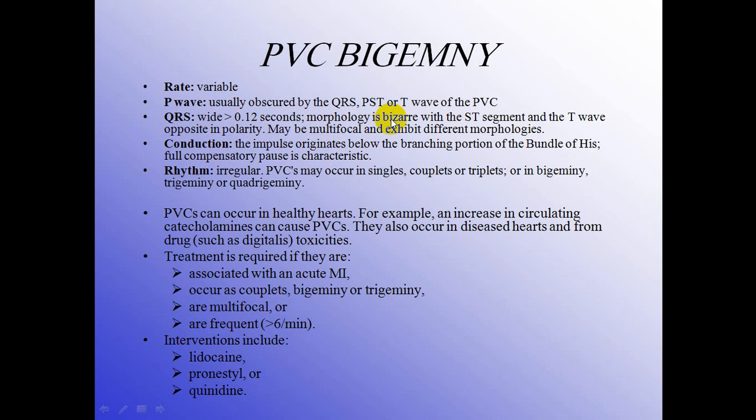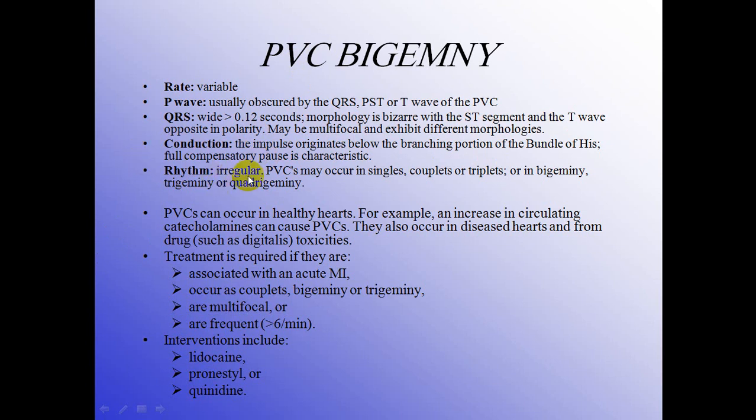The morphology is a bizarre shape, with the ST segment and T wave in the direction opposite to the polarity of the QRS complex. It may be multifocal, meaning different shapes with different morphologies. For conduction, the impulse originates below the branching portion of the bundle of His, and a full compensatory pause is characteristic. We will discuss it here.